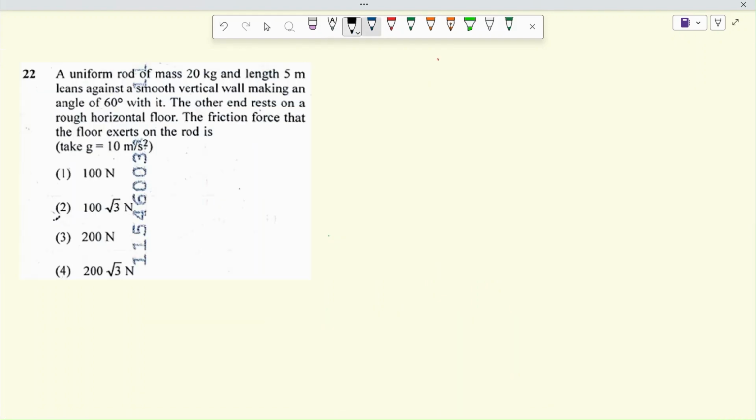22. A uniform rod of given mass and length leans against a smooth vertical wall making an angle of 60 degrees. The other end rests on a rough horizontal floor. It is at rest, so it is in equilibrium now. The friction force that the floor exerts on the rod is, so we have to assume that the rod is in both linear as well as rotational equilibrium. What does this mean? Net force as well as net torque both should become 0 in magnitude.